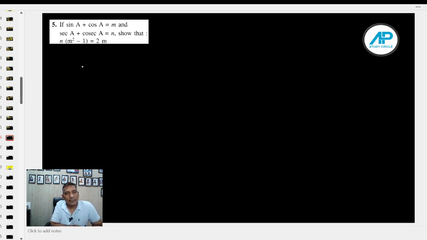So here a little different question. Sine A plus cos A equals m and sec A plus cos A equals n. What should I do here? Should I put the values right away? Let us try. So I'm simply replacing.